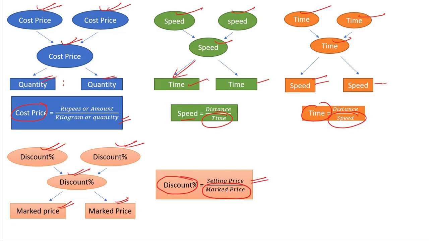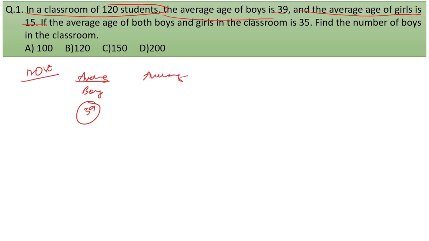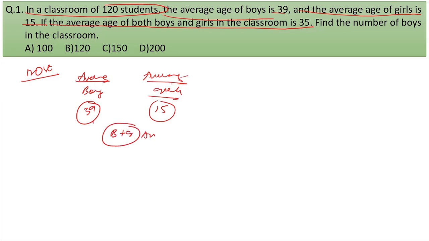So friends, let us start solving questions. In the first question, in a classroom of 120 students, the average age of boys is 39, and the average age of girls is 15. The average of both boys and girls together, the overall average, is 35.